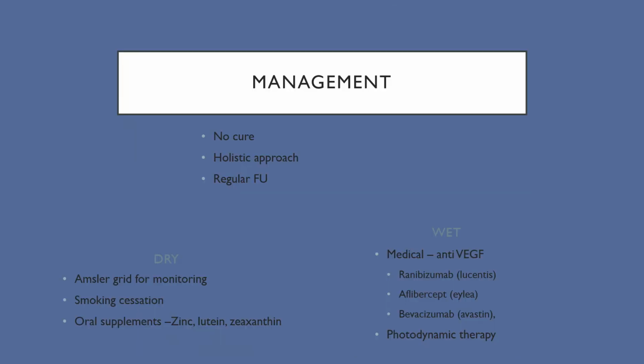Unfortunately, AMD has no cure. However, we can manage the condition to reduce progression. This differs between dry and wet, which is why it's so important to make the distinction. In dry AMD, there's not much we can do. It's useful, however, to monitor their progression with regular follow-ups and using an Amsler grid for monitoring. It's really important to factor in smoking cessation. Smoking is a strong risk factor not only for developing AMD, but for progression to wet as well.